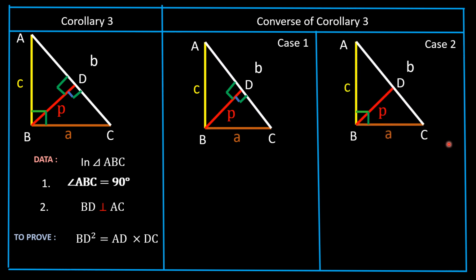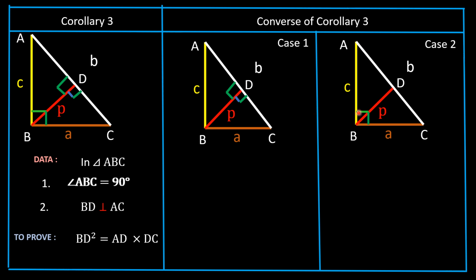So with that idea, we can make this into case number 1 and case number 2, and these are the suitable figures for that. In case number 1, it is said that BD is perpendicular to AC and BD square is equal to AD into DC. So we have to show that this angle ABC is 90. Therefore, we have not shown the angle 90 here. So this is case number 1.